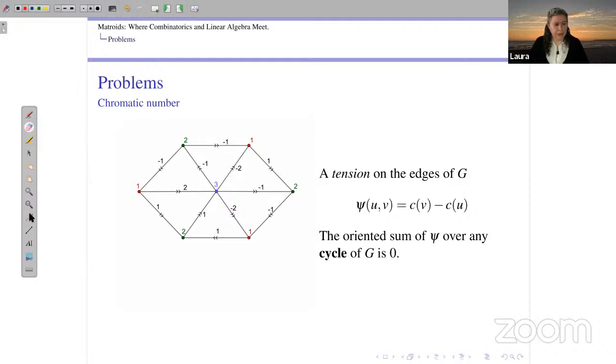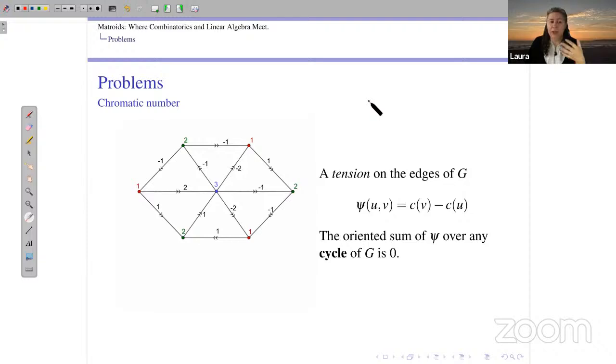The way I do it is just pick a vertex and give it color 1. Now when you move along an edge, 1 plus 1 gives me 2. When I move along this edge, 2 minus 1 gives me 1. 1 minus -2 gives me 3. So out of every coloring, I can get a tension, and out of every tension, I can get a coloring. Now I'm ready to do coloring on matroids. Obviously, I need my matroids to be orientable so that I can do this orientation business, come up with a notion of coloring, and see what happens.